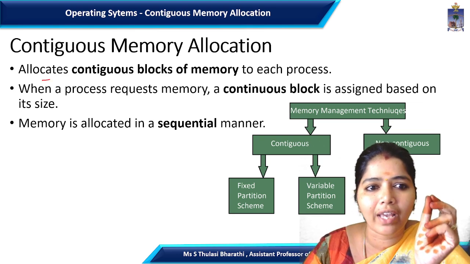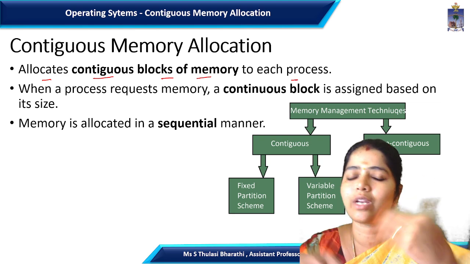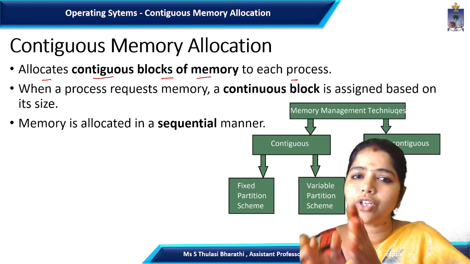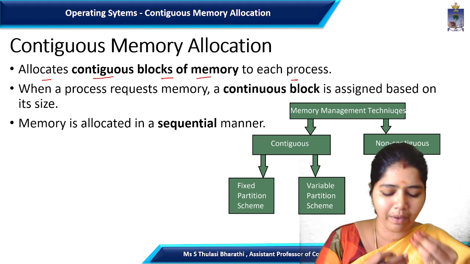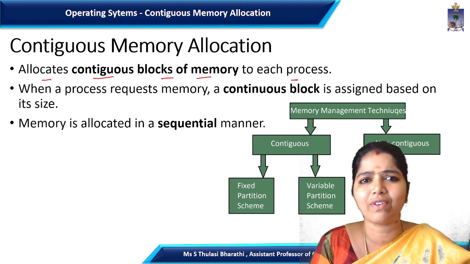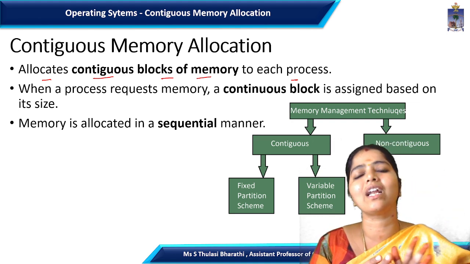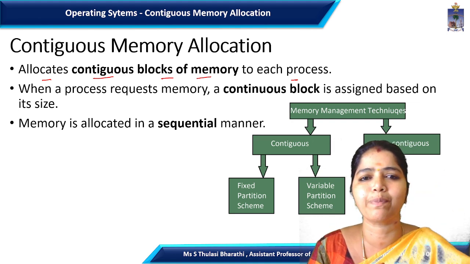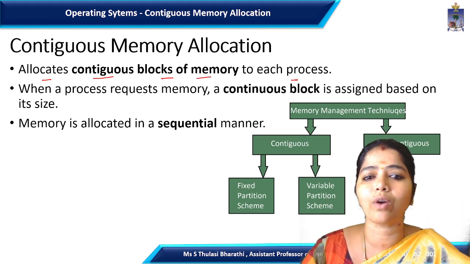So it allocates a contiguous block of memory to each process to get processed, and that is called contiguous memory allocation. Whenever a process wants to be processed, and a process can be anything: opening a file, closing a file, saving a file, deleting something, updating something. Each and everything that we do inside a system, we call it a process. So when a process requests memory, a continuous block will be assigned to it.